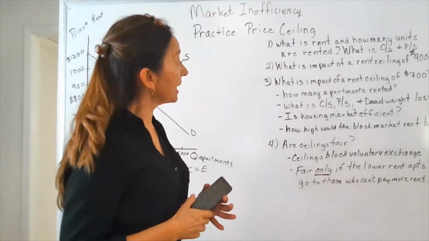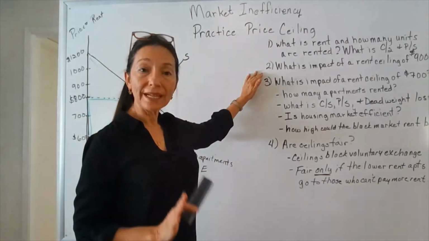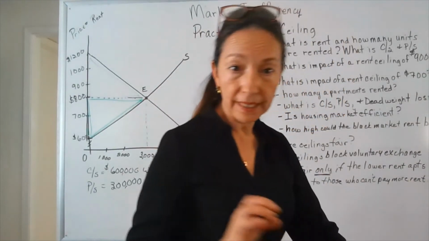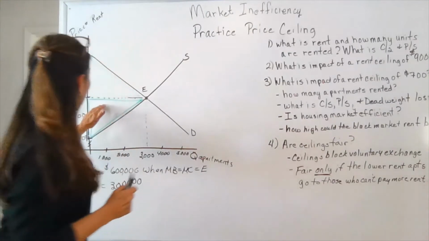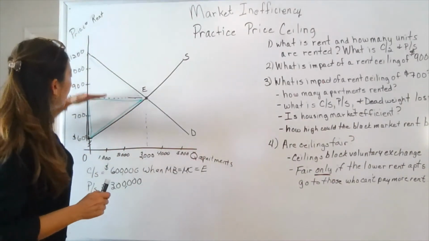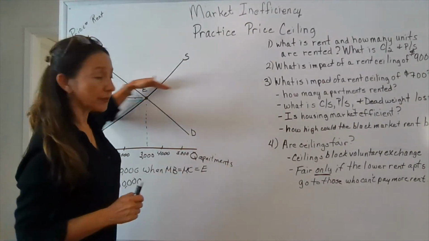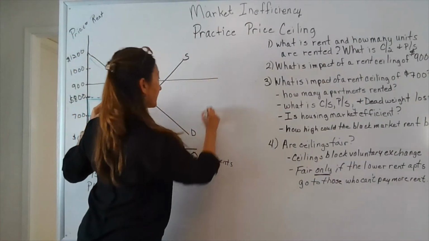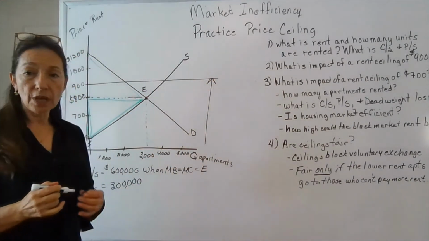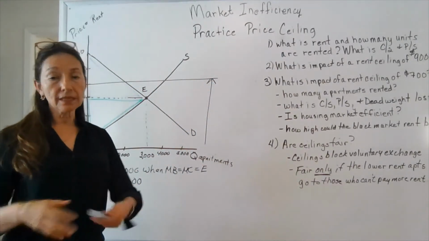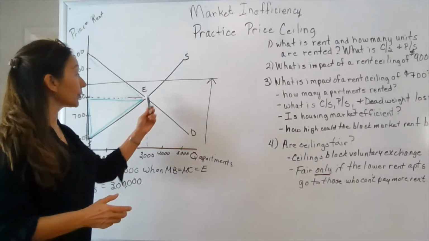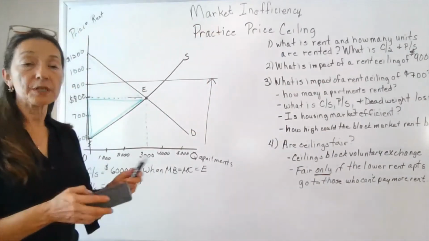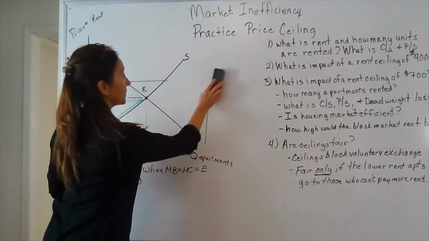Our next question asks us, what is the impact of a rent ceiling of $900? Well, let's draw that in. We know that the equilibrium price is $800. So if we put a rent ceiling of $900, meaning that price cannot go over $900, does it have an impact? And the answer is no, because this is over the equilibrium price. So a ceiling to be impactful has to be under the equilibrium price.